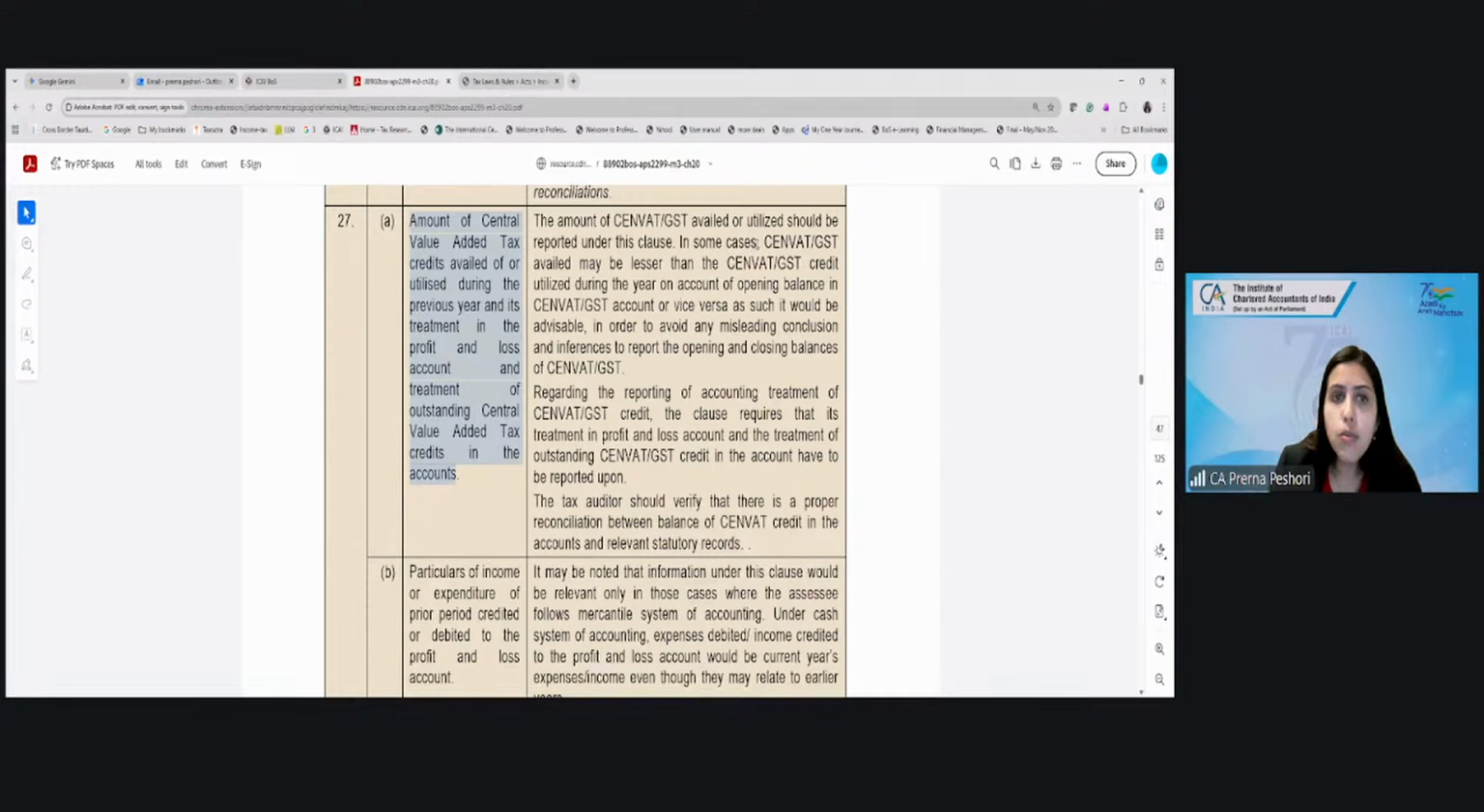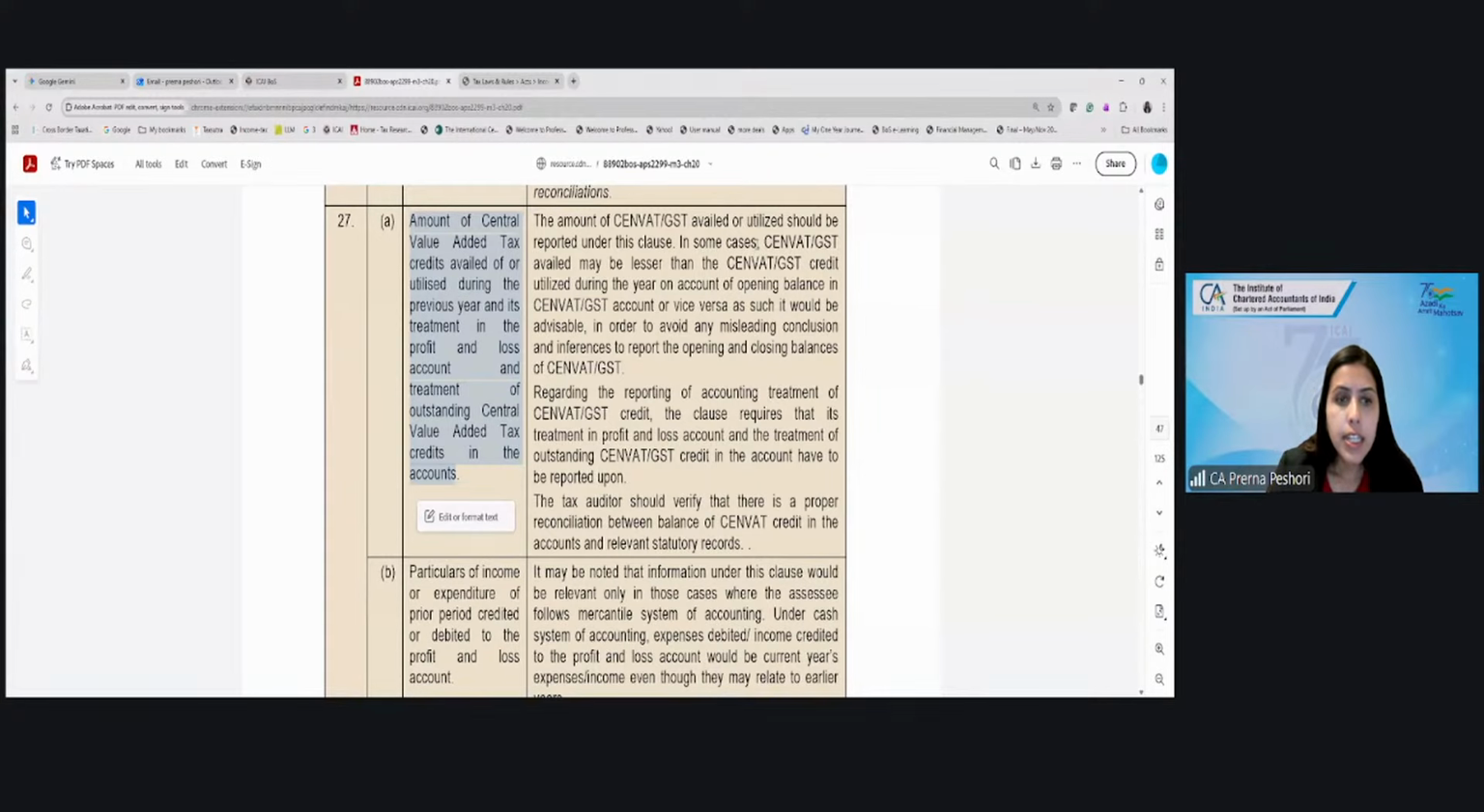So here you need to mention the opening balances of the GST credit. What is the credit availed, utilized during the year? What is the credit given to you during the year on the purchases? How much you have utilized against the sale or for the payment of the reverse charge? And what is the outstanding amount? And whether you have debited or credited these GST amounts to the P&L. So this is nothing but the ITC credit. And how will you verify? From the GSTR 3B reconciliations.